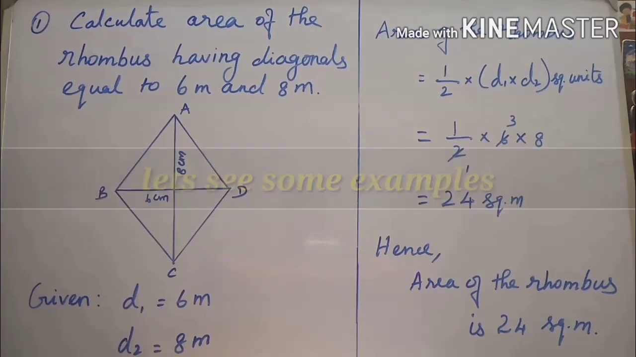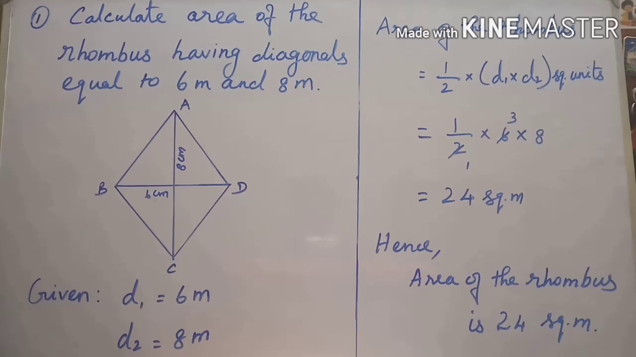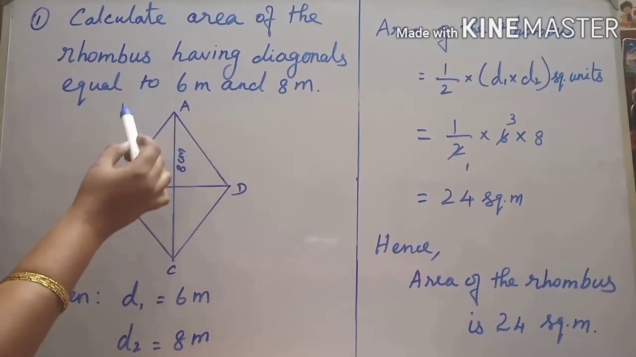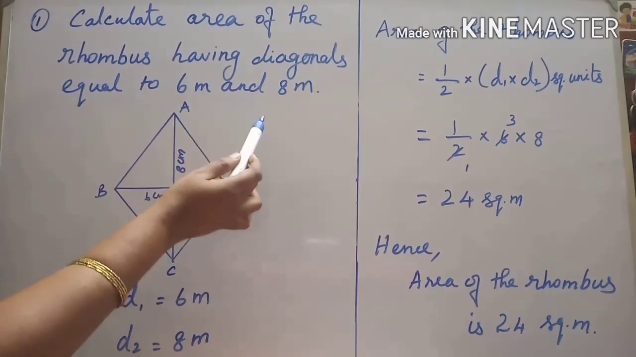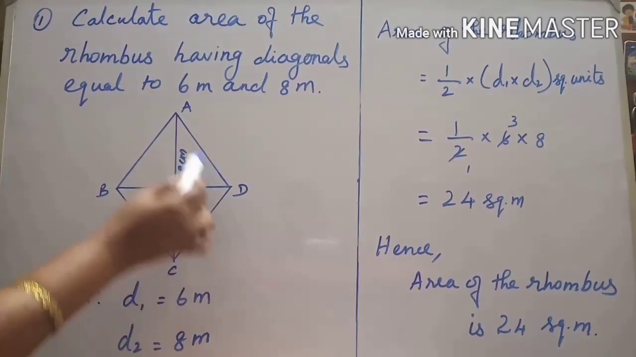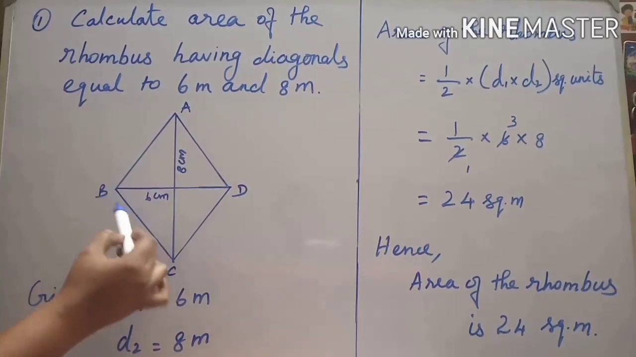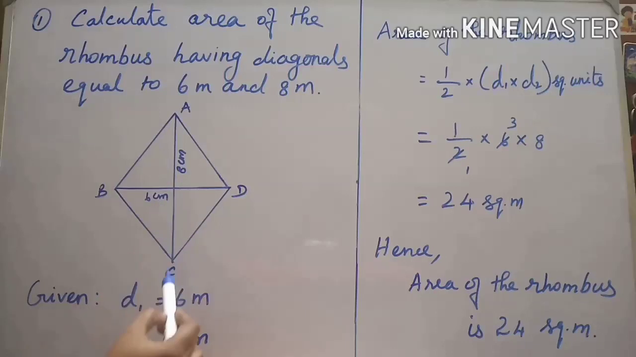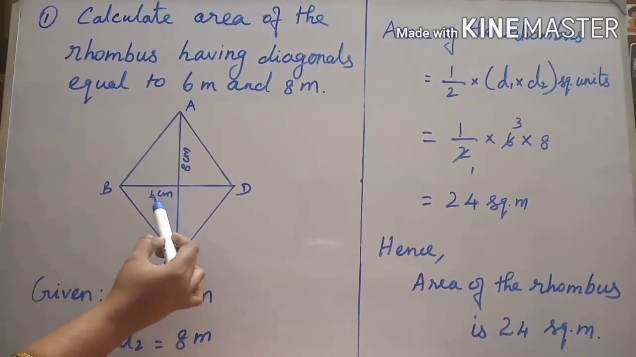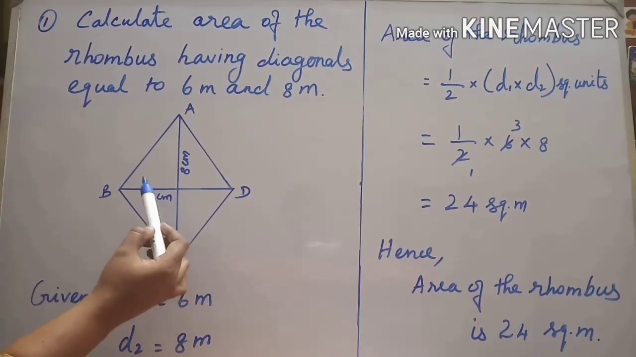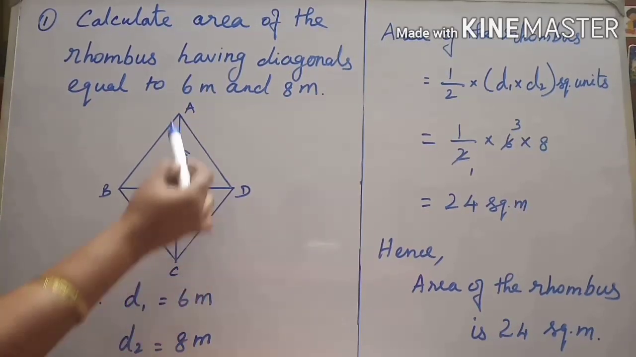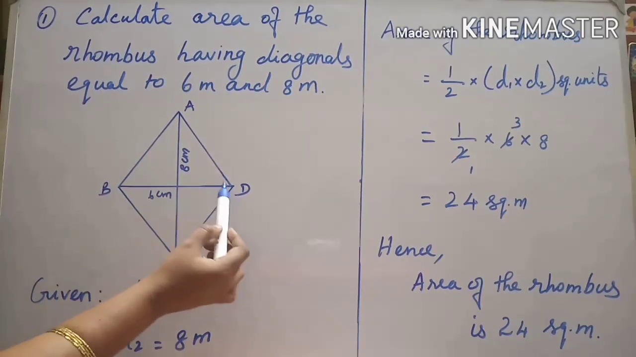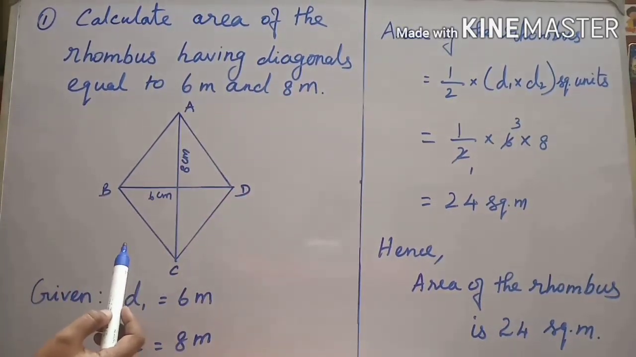Okay dears, let us start our class with example sums. First one: calculate the area of the rhombus having diagonals equal to 6 meters and 8 meters. Here is the diagram. Look at the diagram. ABCD is a rhombus with diagonals BD and AC. BD is equal to 6, that is d1, or you can take it as d2, whatever it may be. AC is equal to 8. With these two diagonals, we are going to find the area of the rhombus.